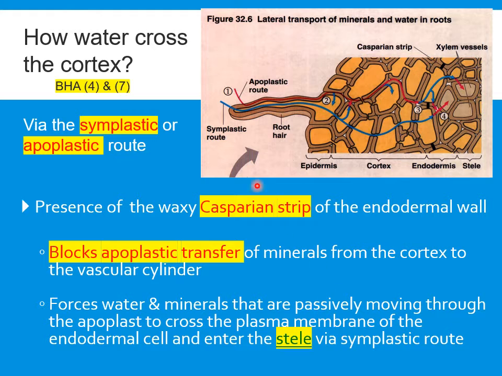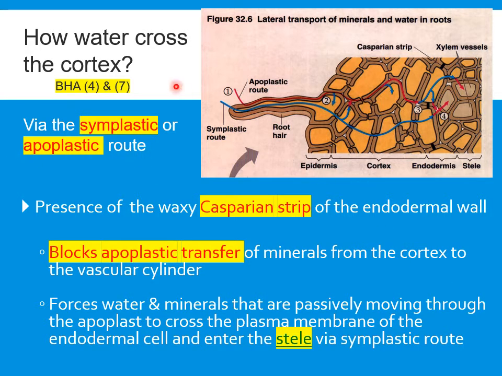Okay, now, how does water cross the cortex? Again, question, refer back to the big home assignment, number 4 and 7. This is the answer that you should do. First, normally they will ask you to draw. If they ask you to draw, you draw. Draw very simply, just to show the two routes just now, which are the apoplast and the symplast route. So water can cross the cortex. Cortex means the middle part of the root just now. Okay, it crosses via the symplast or the apoplast route.